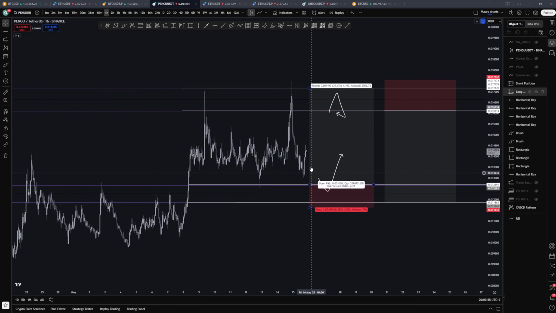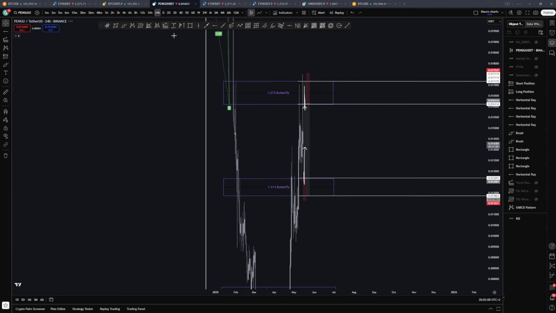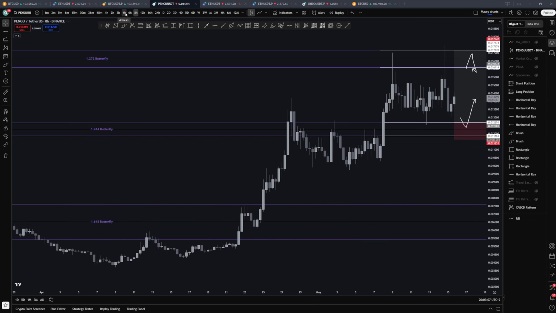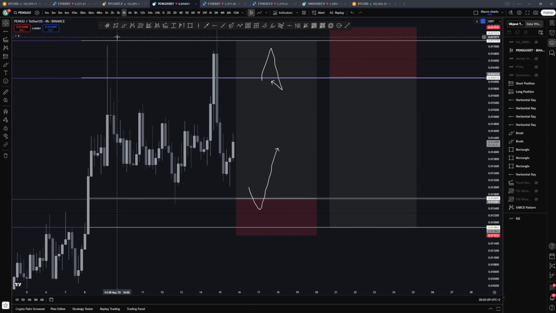Very nice play. We have a very old harmonic right over there, and as you can see, it's still forming some very good levels. So we still have a lot to work with. This is how I would look at Pengu.